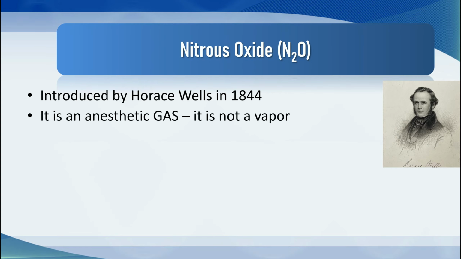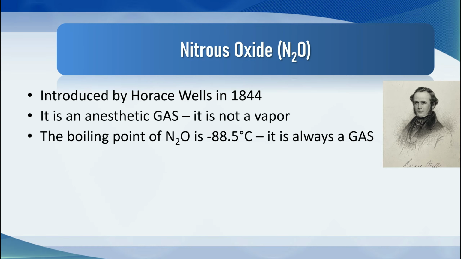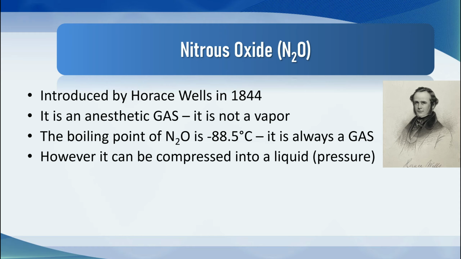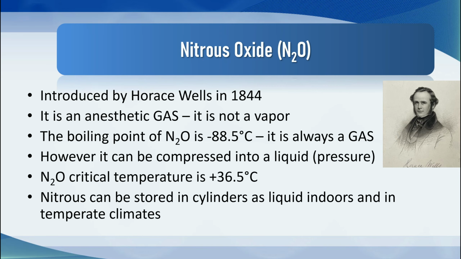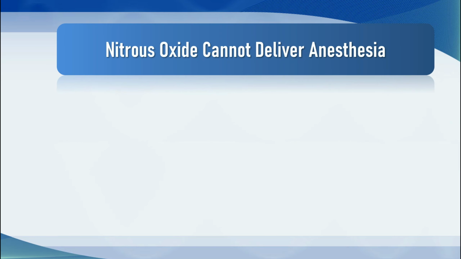It's a gas, it's not a vapor, and its boiling point is minus 88.5 degrees Celsius. So it is always a gas, but it can be compressed into a liquid under pressure. The critical temperature is 36.5 degrees Celsius, which means that it can be stored in cylinders as liquid if kept indoors and I suppose outdoors in temperate climates. There are very few places in the world that you can be sure that the temperature outdoors will stay below 36.5 degrees Celsius.